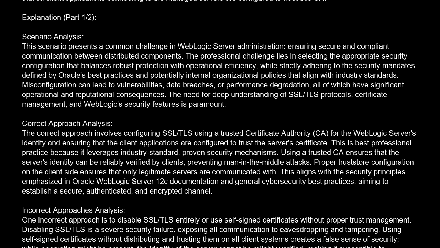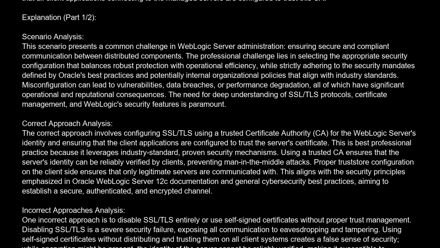Using a trusted CA ensures that the server's identity can be reliably verified by clients, preventing man-in-the-middle attacks. Proper trust store configuration on the client side ensures that only legitimate servers are communicated with. This aligns with the security principles emphasized in Oracle WebLogic Server 12c documentation and general cybersecurity best practices, aiming to establish a secure, authenticated, and encrypted channel.